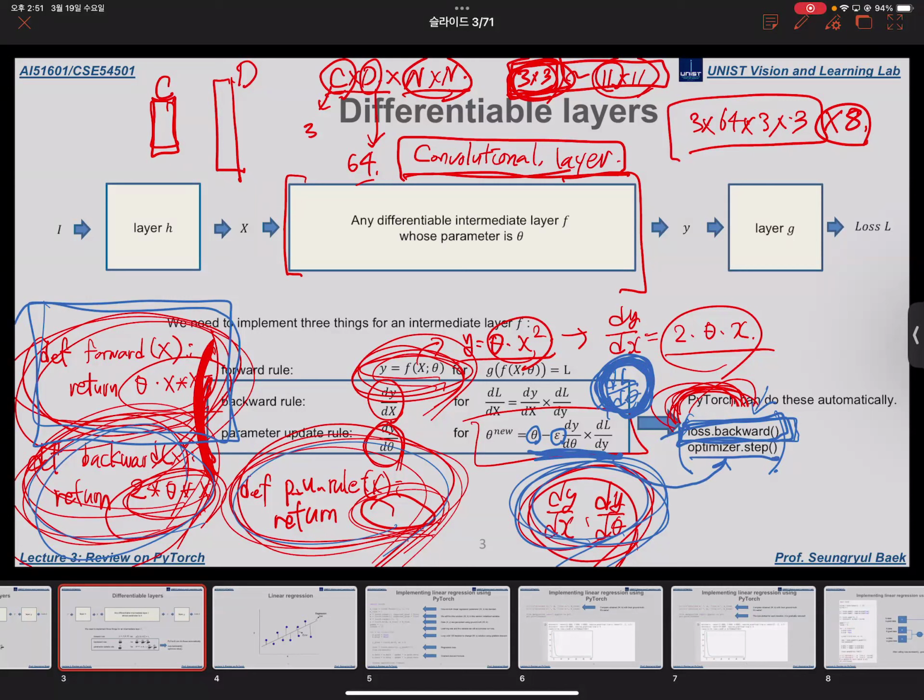Okay, so the thing you have to implement is just the forward rule. Then the rest of the things, PyTorch is automatically managing. Okay, so by calling this loss.backward, it can automatically calculate this gradient. And when calling this optimizer.step, you can actually update the parameters. Okay, are you guys following this? This is very important actually.